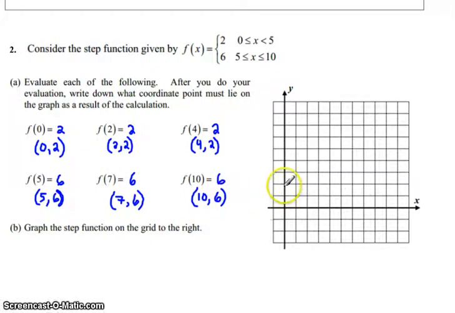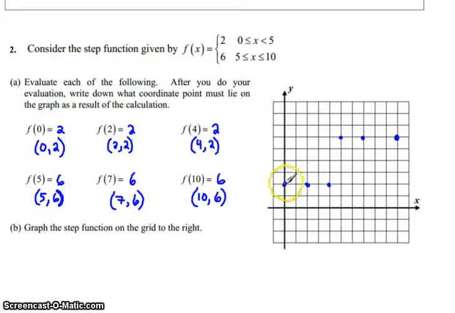0, 2, 2, 2, 4, 2, 5, 6, 7, 6, and 10, 6. All right, by plotting these points, we've almost got our step function, but not quite. So let's look at the 2.